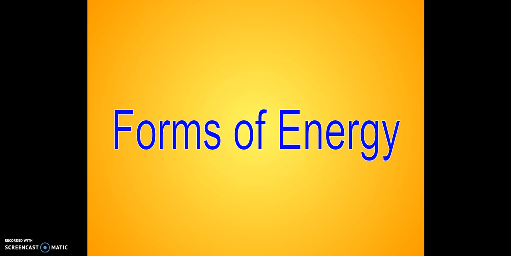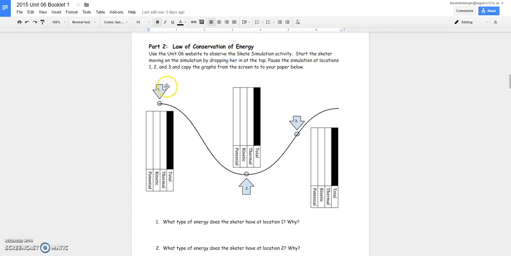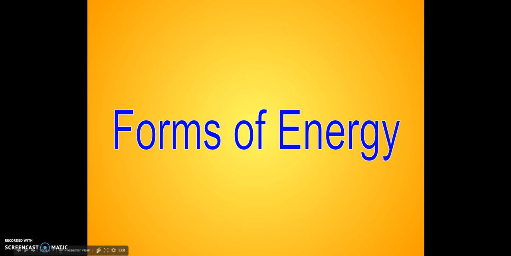Alright, today we're going to talk about different forms of energy. And when we're finished talking about different forms of energy and using a simulation, you're going to be able to complete your Part 2 of Law of the Conservation of Energy paper. So let's go back real quick and talk about the two different main forms of energy that we're going to talk about today, which are potential and kinetic energy.